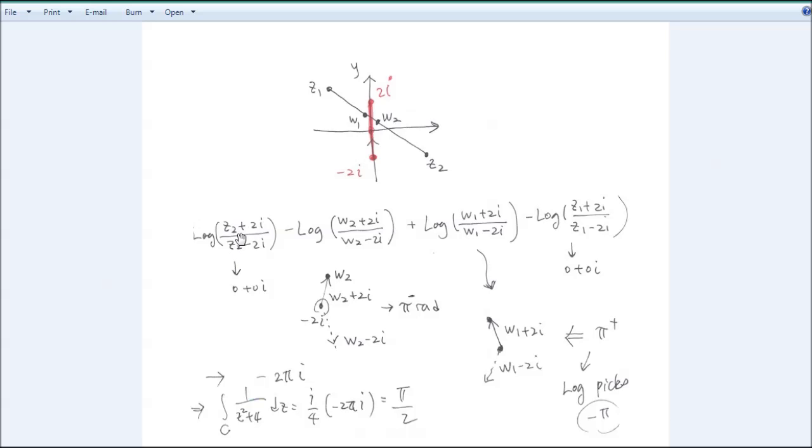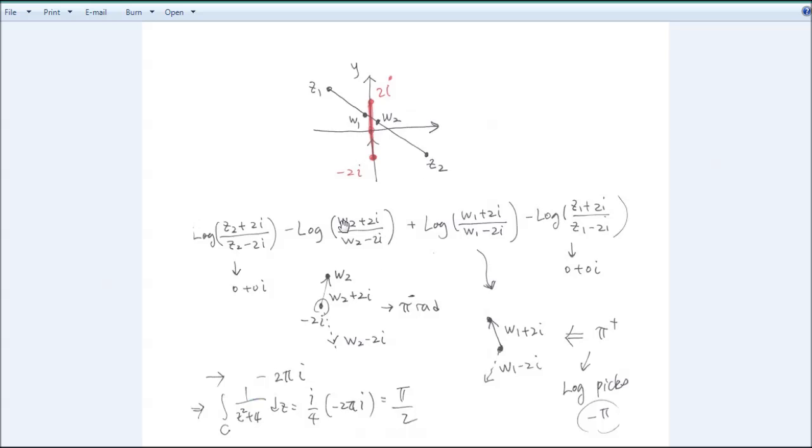When Z2 is going to infinity, 2i doesn't matter. It's approaching 1 anyway, right? So what is log of 1? 0. It's approaching 0. The same thing for 0. So this picks up all the rest of the part. To me, the hardest part was the angle.